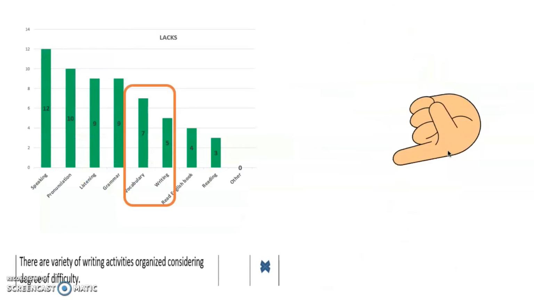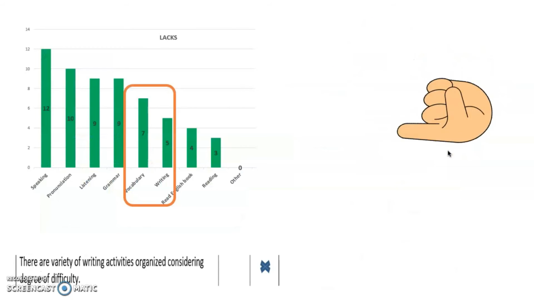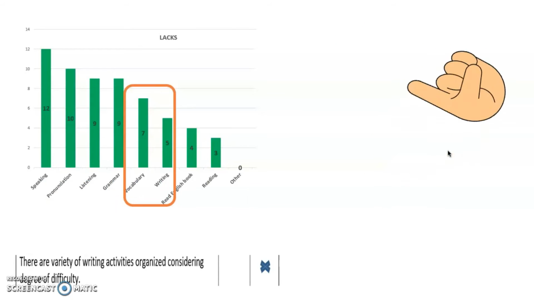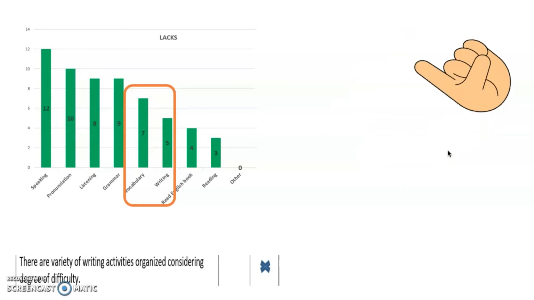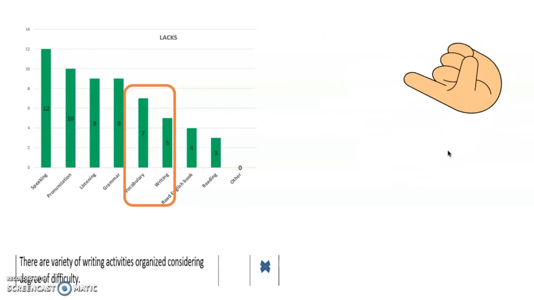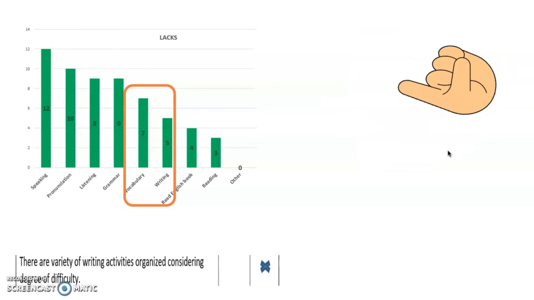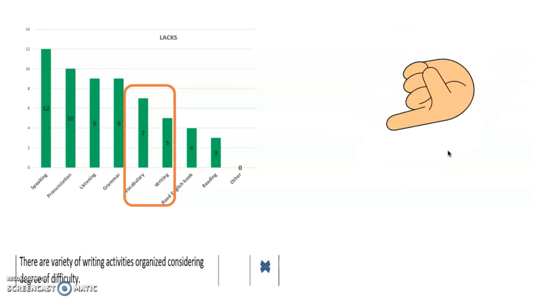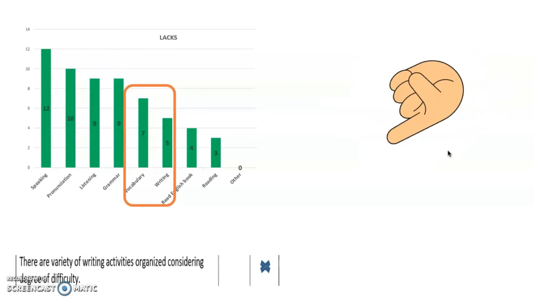Our needs analysis shows that students have a lack of vocabulary, and according to our coursebook evaluation, the activities are not organized considering degree of difficulty. As I mentioned before, the puzzle including vocabulary that students do not work on in this unit can be an example of it.